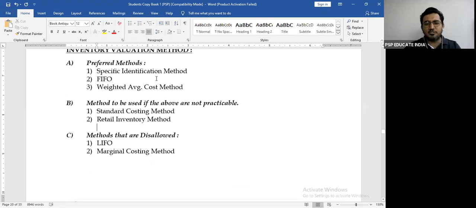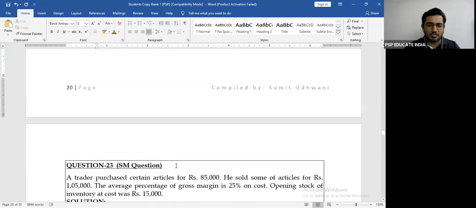So which can you use? Specific identification, FIFO, weighted average. First choice should be this. If you cannot apply this, use standard costing or retail inventory method. Methods that are clearly disallowed are LIFO and marginal costing method. Standard costing and retail is secondary. The one which you cannot use is LIFO and marginal costing.